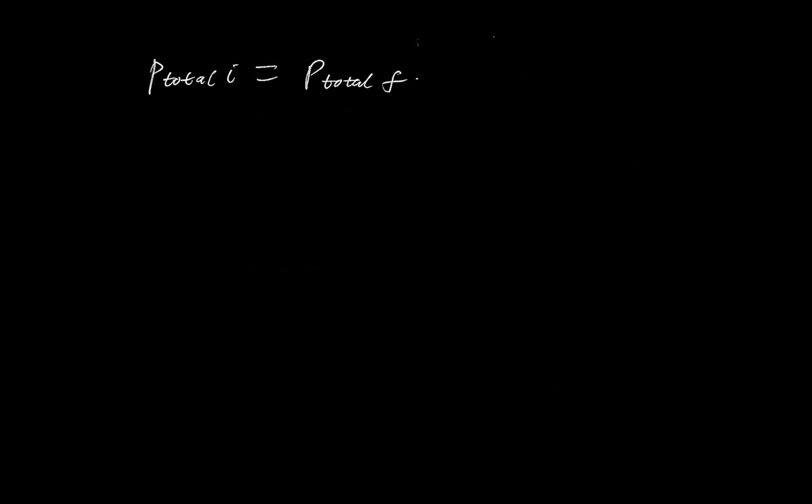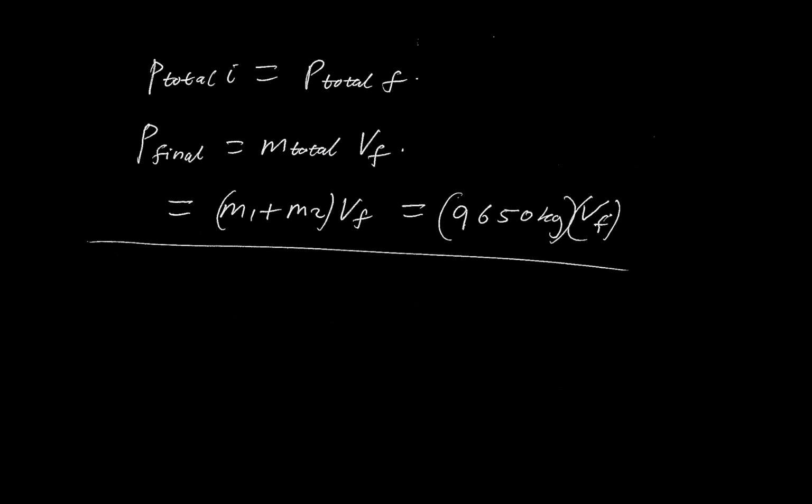Now, this is where we have to invoke our conservation of momentum. We calculated the total momentum at the beginning, and we calculated the total momentum at the end. In other words, Pi and Pf. Now, P final is going to equal the total mass times the final velocity. So what I'm saying is, our final momentum in an inelastic case is going to be the two masses added together multiplied by the final velocity. That's going to give us 9,650 kilograms multiplied by Vf.